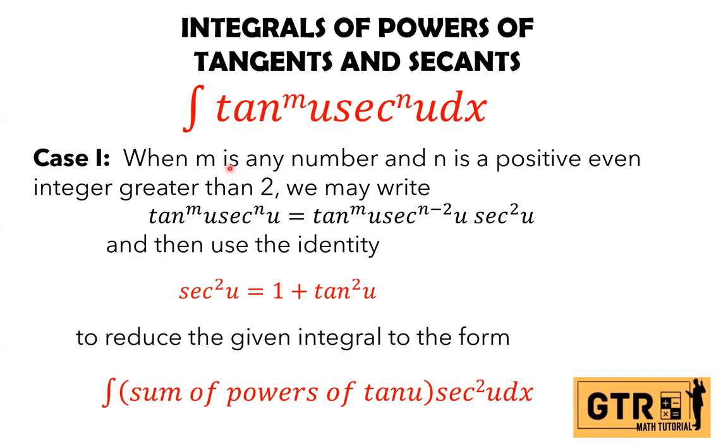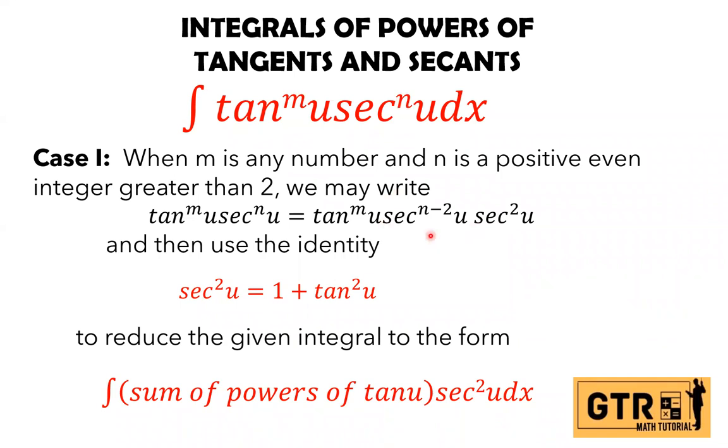Okay, so we have case 1: when m, the exponent of tangent, is any number, and n, the exponent of secant, is a positive even integer greater than 2. So we may write tangent to the m u secant to the n u equals tangent to the m u times secant to the n minus 2 u times secant square u. We're just going to factor out secant square so that we can use the u to the n du.